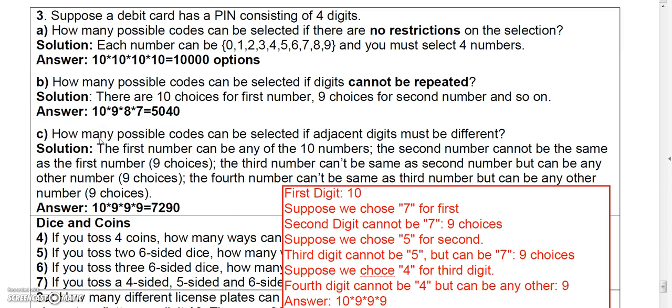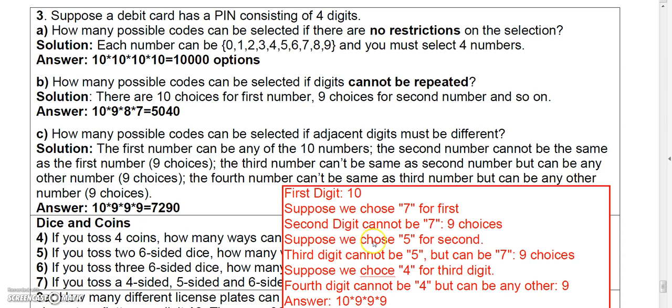This third example is a little bit different. It says, how many possible codes can be selected if adjacent digits must be different? So let me try to show you down here in this little box why I got the answer that I got. So we know the first digit can be any of the 10 digits 0 to 9. Now let's just pick a random number for the first digit. Let's suppose we chose 7 for our first digit. Then we know the second digit cannot be 7 because the second digit would be adjacent to this. So that would leave us 9 choices.